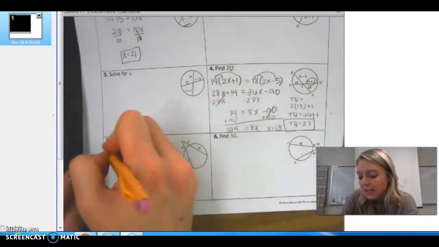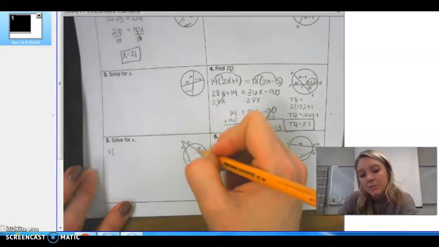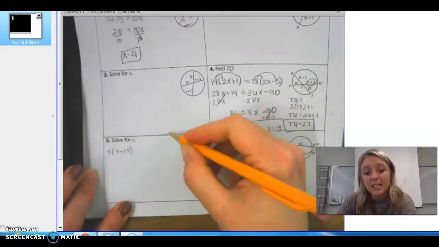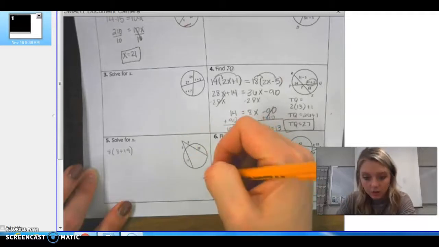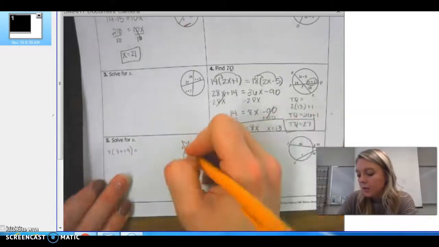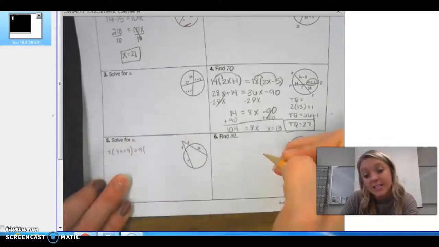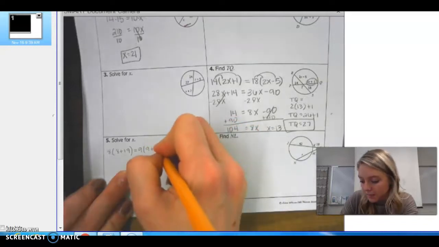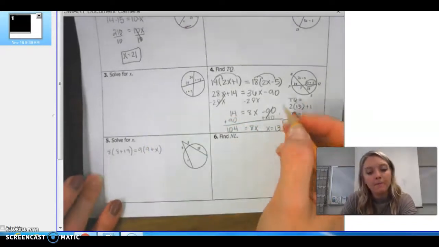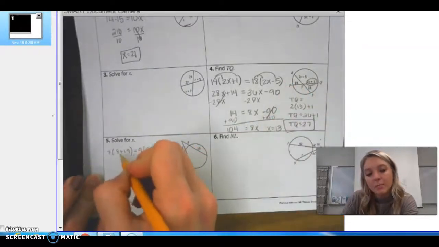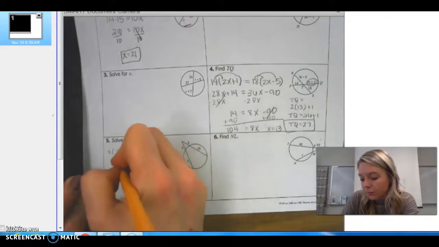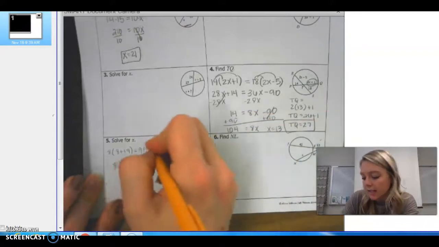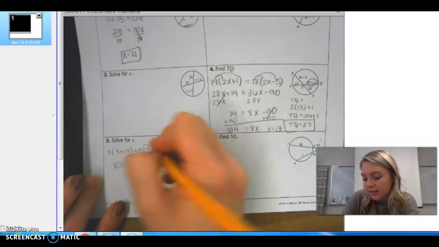The part outside is 8 times the whole, so I'm just going to add those two together. The 8 plus the 19 would be the distance of the whole, or the length of the whole, equals the part outside of the second secant times the whole, 9 plus x. So we can take care of 8 plus 19, which equals 27. And here I can distribute that 9.